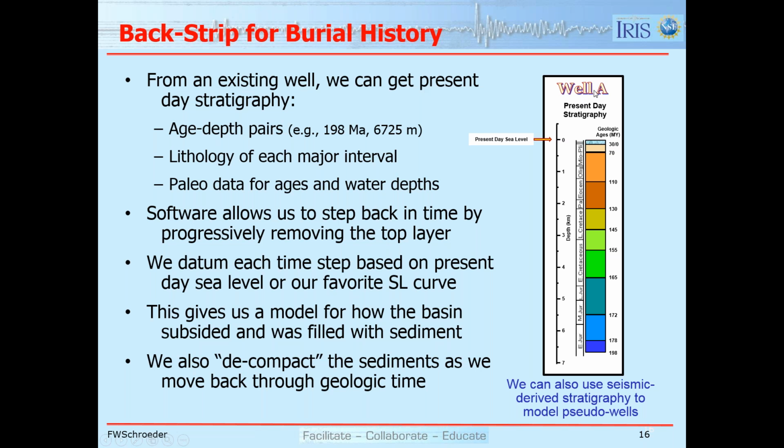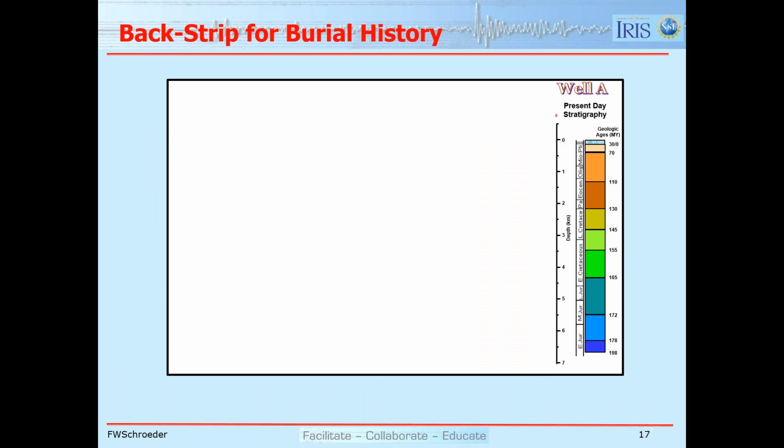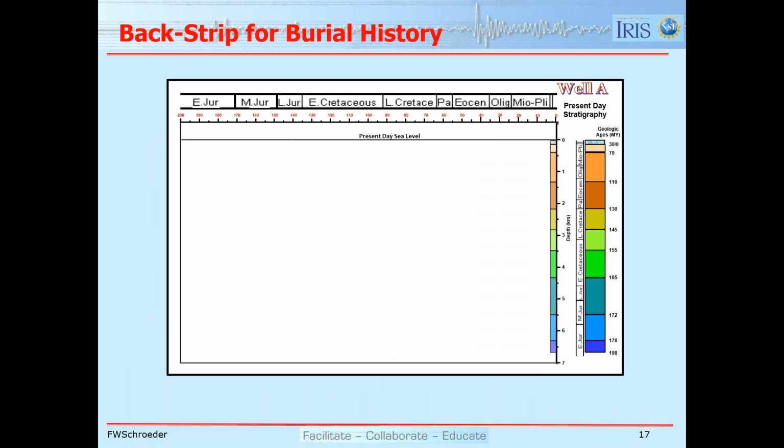So we'll use a hypothetical well A here. This is the present-day stratigraphy, a little bit of water depth. Then we have a hiatus from 0 to 30 million years. And we have 1, 2, 3, 4, 5, 6, 7, 8, 9 layers. And basement here would be 198 million years ago. So that's our present-day stratigraphy.